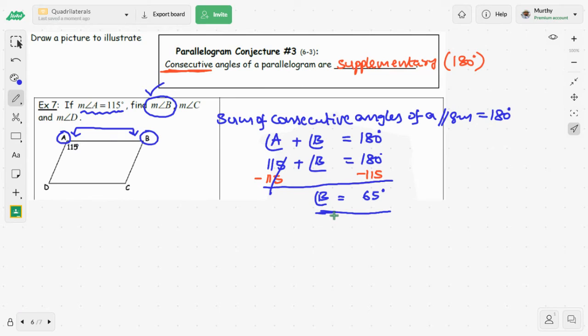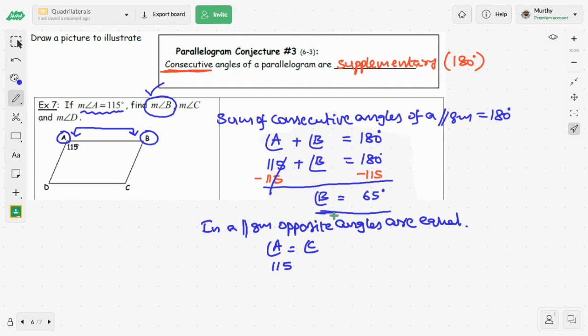Then how to find C? Don't forget, in a parallelogram the opposite angles are equal. Therefore, angle A equals angle C. So let me write that: in a parallelogram, opposite angles are equal. Therefore, angle A equals C, and I know that angle A is 115, therefore angle C is also 115 degrees. At the same time, angle B equals angle D.